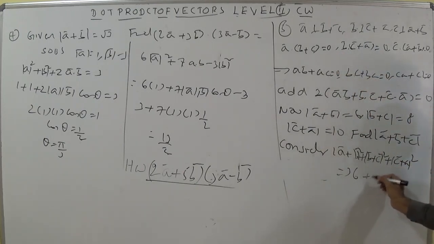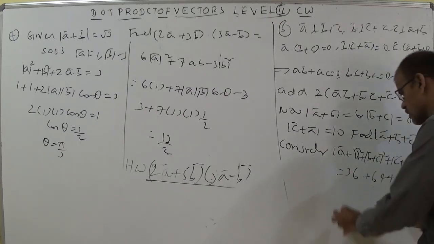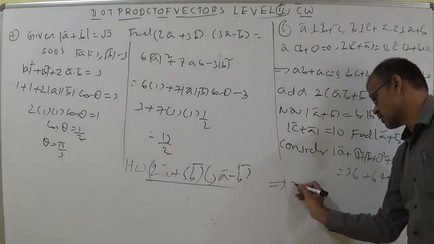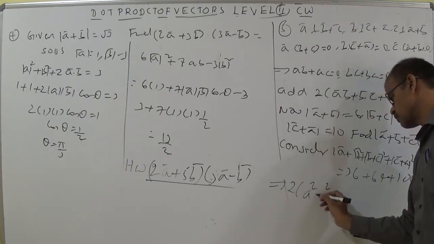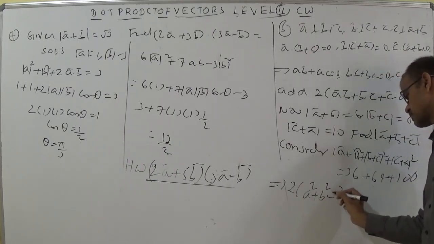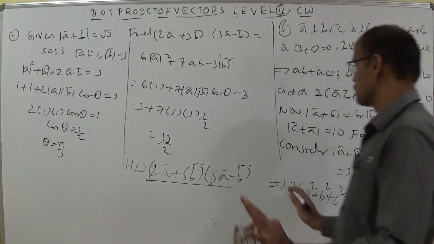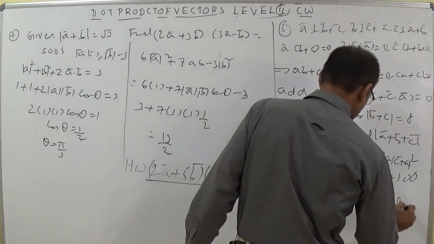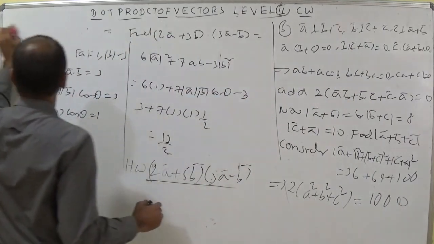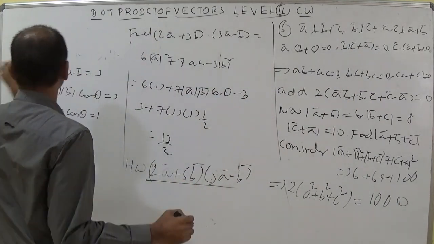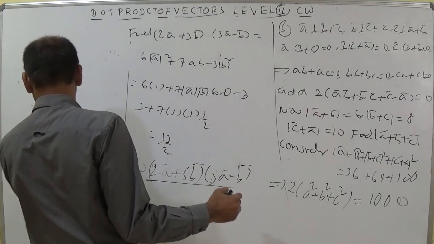So now you can write 36 plus 64 plus 100. That implies you can write here now 2 into (a square plus b square plus c square) is equal to 100. Keep aside. Put equation 1. We got 2 into (a square plus b square plus c square) is equal to 100.